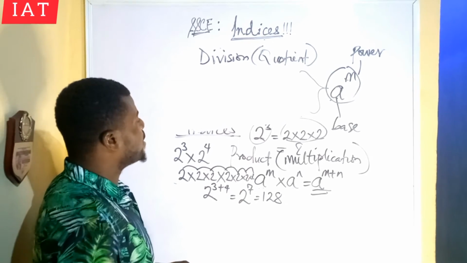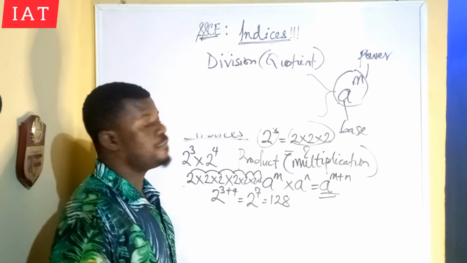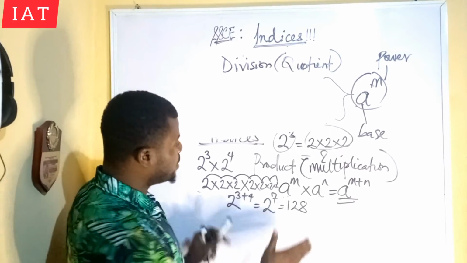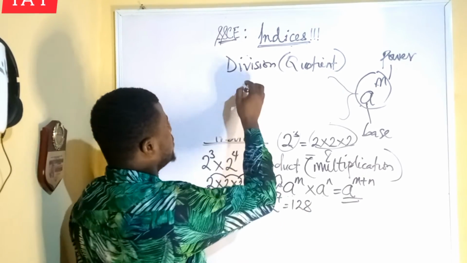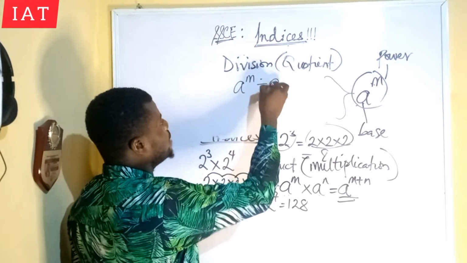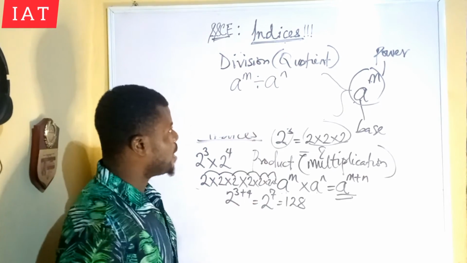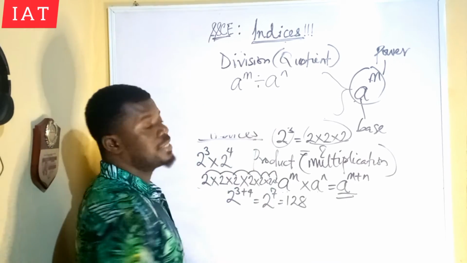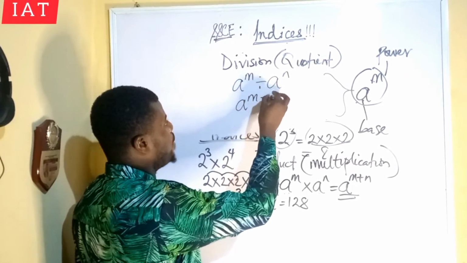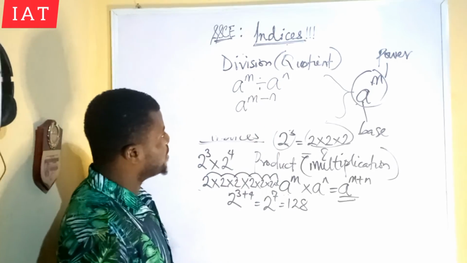The law states that when dividing the same base, the powers are subtracted. So just the same way we treated this, in the same manner, a to the power of m divided by a to the power of n. You can see at this point, the bases are the same. I could easily take the common base and then subtract the powers. All right, that makes sense.